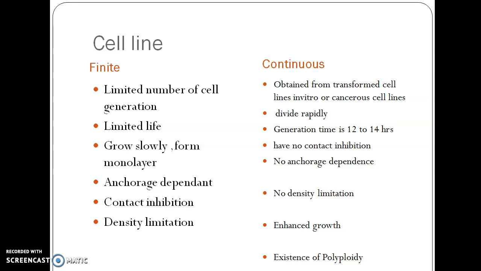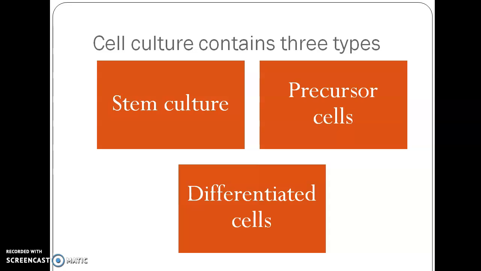Existence of altered ploidy, that is aneuploidy, that is addition or deletion in number of chromosomes, is seen due to altered chromosome number. So it's called continuous cell lines. Now the cell cultures may contain three types of cells.